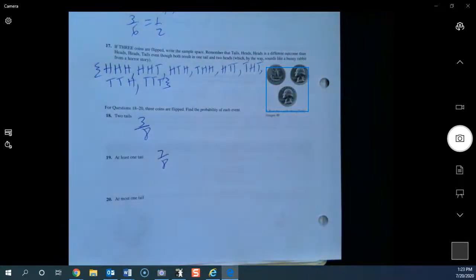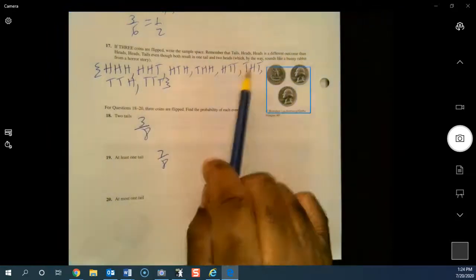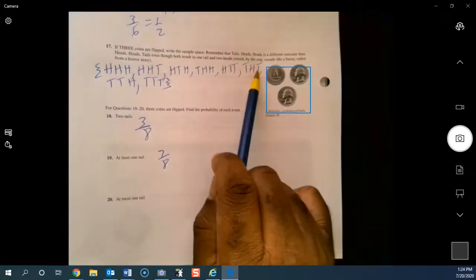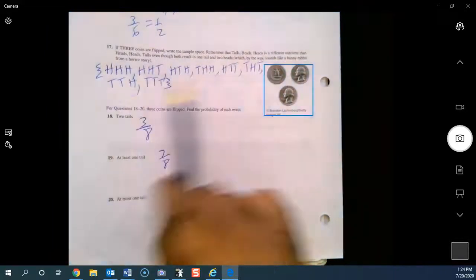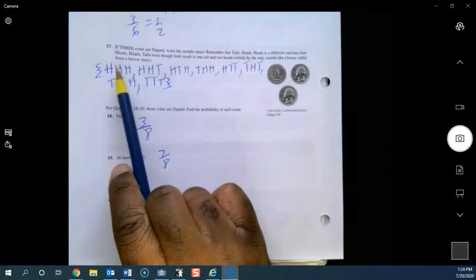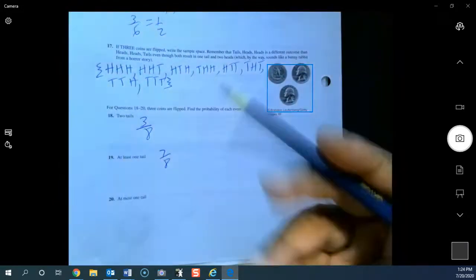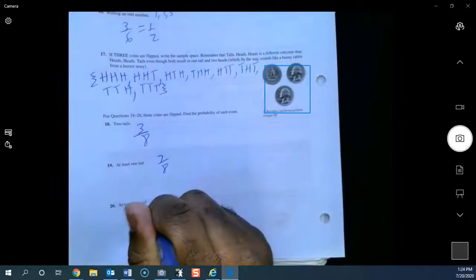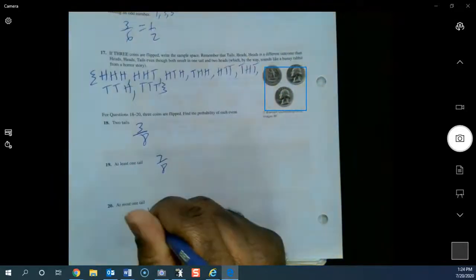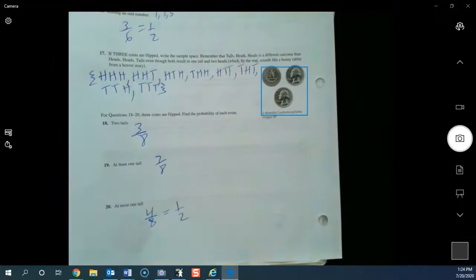Now it says at most one tail. So that means it can have one tail or lower. So that would knock out this one, this one, this one, this one, because all these have more than one tail. So these have one tail or less. So that's 4 out of 8, which we know when we put in our calculator, we simplify that to 1/2. So we have half of them that has at most one tail.